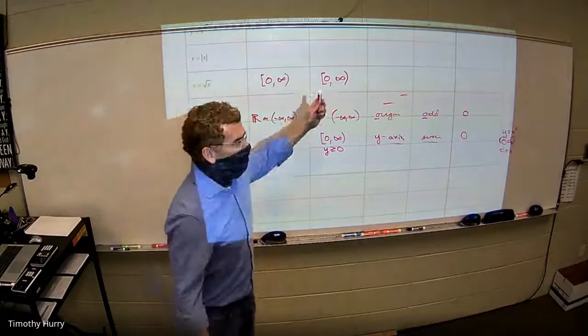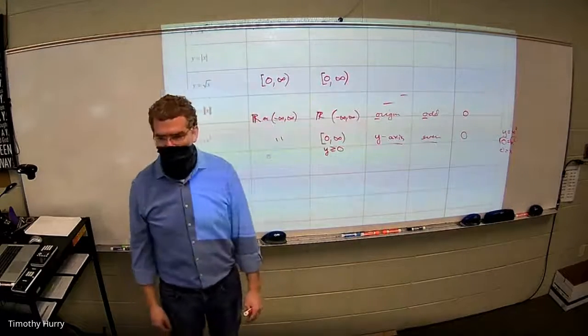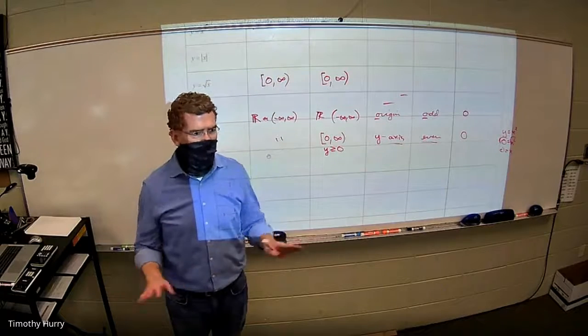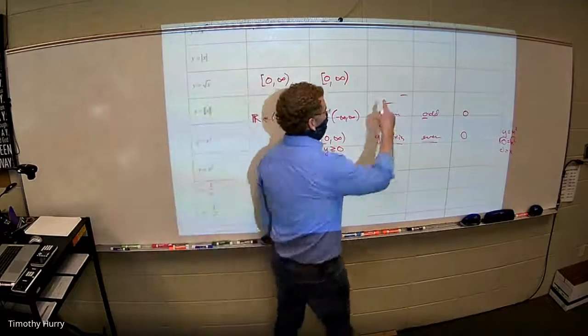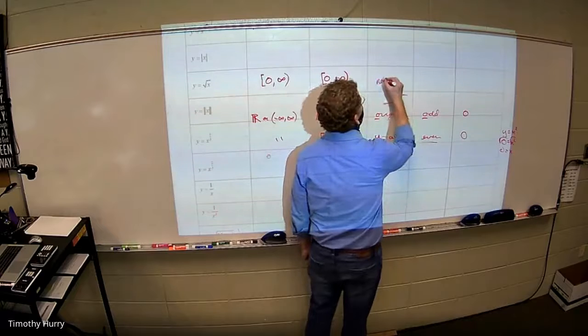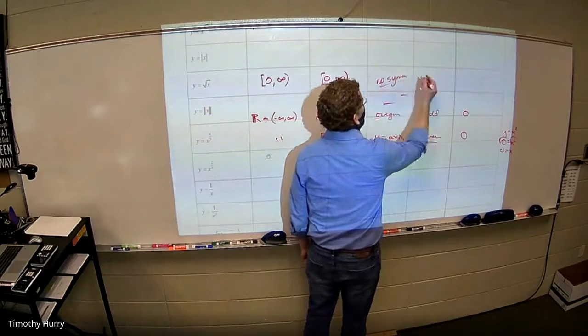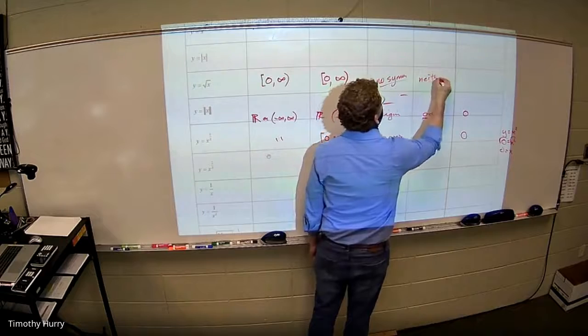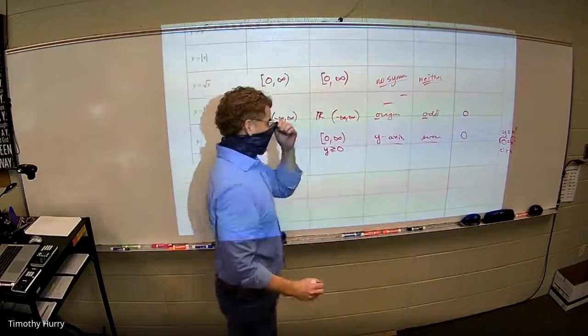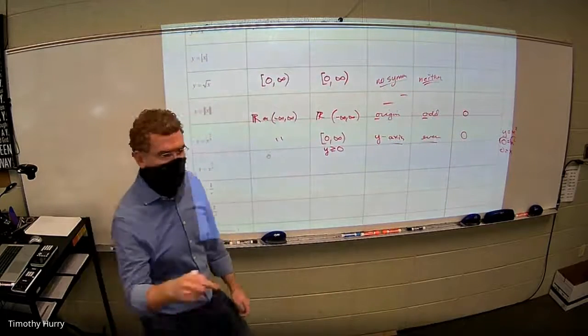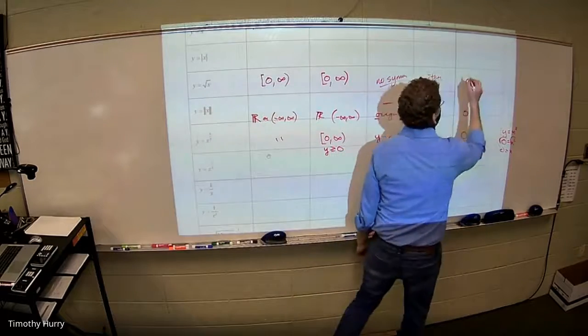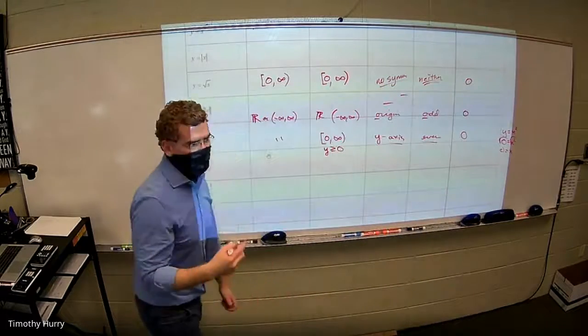Y-axis or origin or neither? Neither symmetry, right? This is neither even nor odd. I mean, it has no symmetry, so no symmetry. And then neither even nor odd. Does that have any roots? It does hit at 0. And again, that is bound to change as soon as I start shifting and reflecting and stuff.